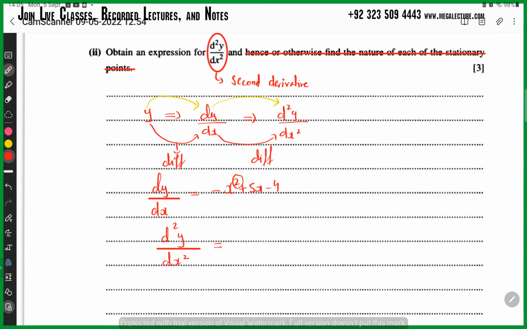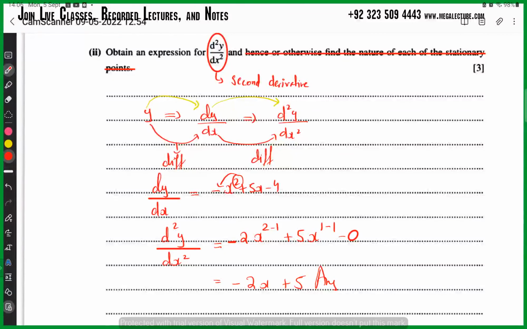It is the power, it would come here. This would become minus 2 and x to the power 2 minus 1, plus 5 multiplied by x, and in the power we would have 1 minus 1. And for minus 4, it is going to be 0 because 4 is just a constant number. And upon simplification, I am going to get minus 2x plus 5. So this is basically the answer for the second derivative, d2y by dx2.